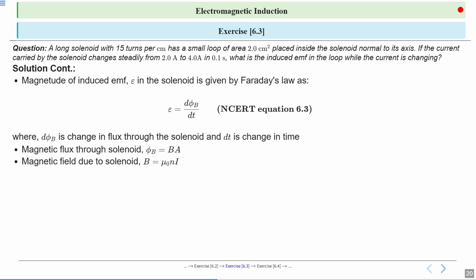Magnetic field due to the solenoid is given by B equal to mu naught n I, where n is the number of turns per unit length and I is the current flowing through it. Here mu naught is the permeability of free space, equal to 4 pi into 10 to the power minus 7 Henry per meter. Henry per meter is another unit. So now, in the place of phi B, we will put BA.